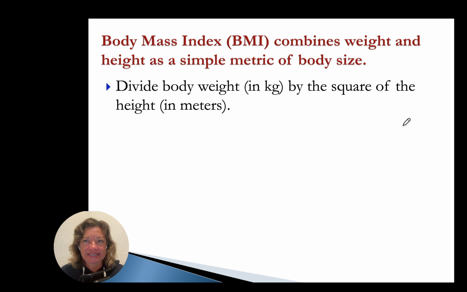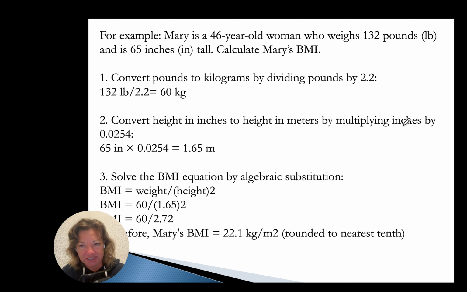Now, body mass index combines weight and height as a really simple metric of body size. You get BMI by dividing body weight in kilograms by the square of the height in meters. So that's the formula for calculating BMI. To see how this works, let's do a quick example. We'll take Mary. Mary's a 46-year-old woman who weighs 132 pounds, and she's 65 inches tall. So what is Mary's calculated BMI?